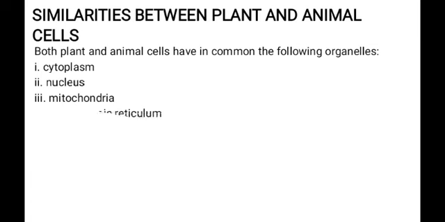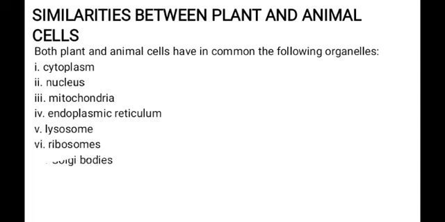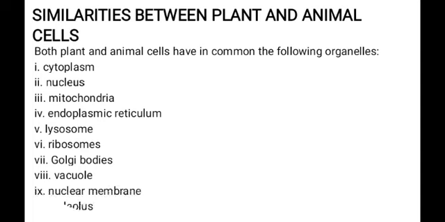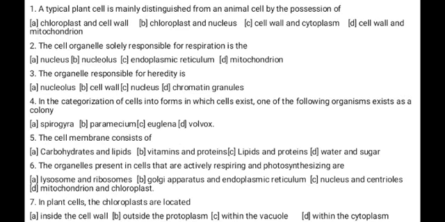Now, similarities of plant cell and animal cell. Both plant and animal cell have in common the following organelles. They both have cytoplasm, they both have nucleus, they both have mitochondria, they both have endoplasmic reticulum, they both have lysosome, they both have ribosome, they both have Golgi bodies or Golgi apparatus, they both have vacuole, they both have nuclear membrane, they both have nucleolus.